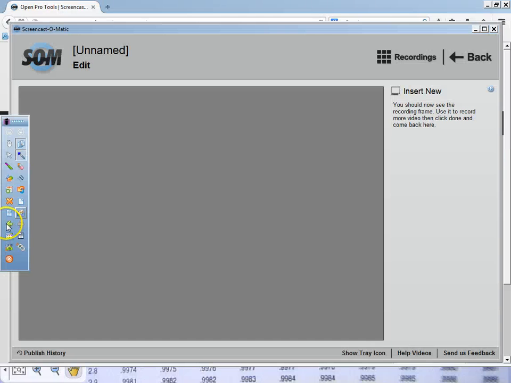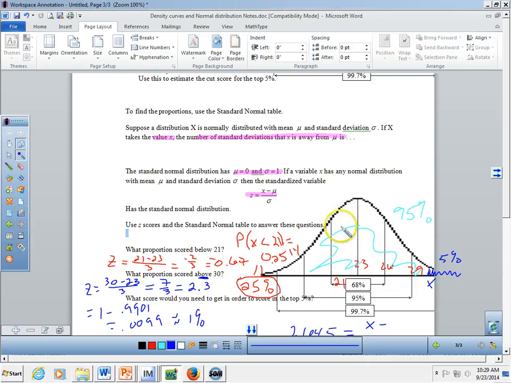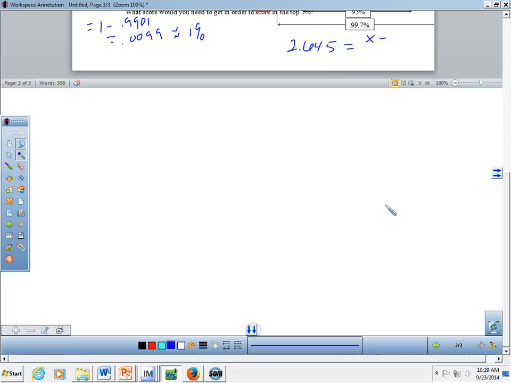Some technical difficulties again, sorry. As I was working that out, I was corrected here. It's actually not 2.645. It's 1.645.